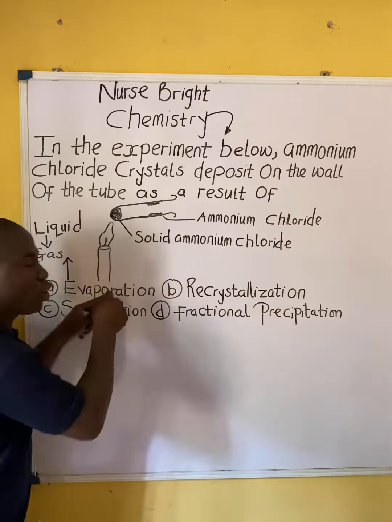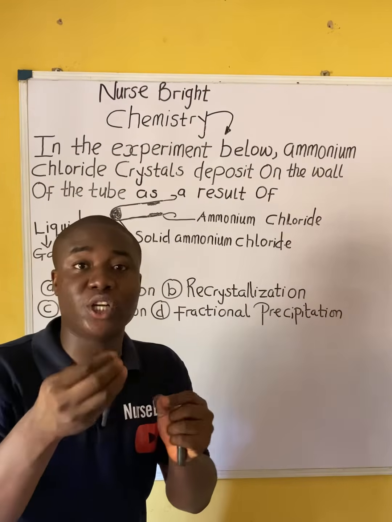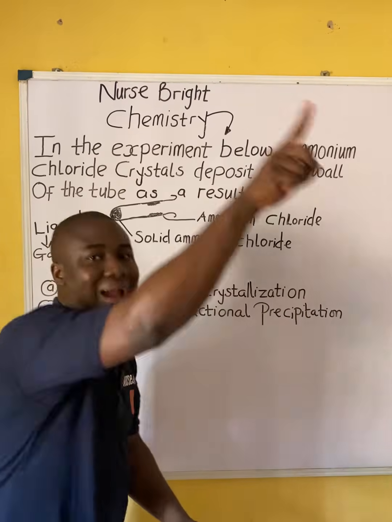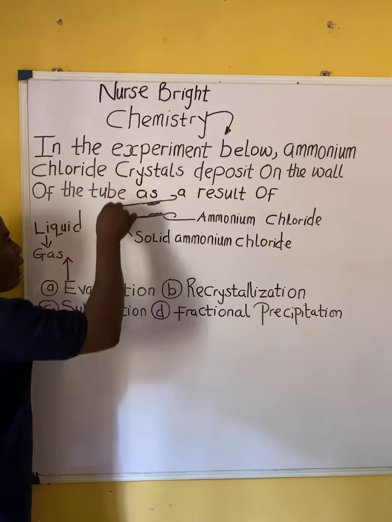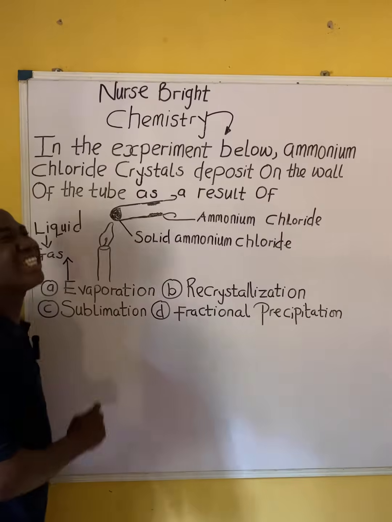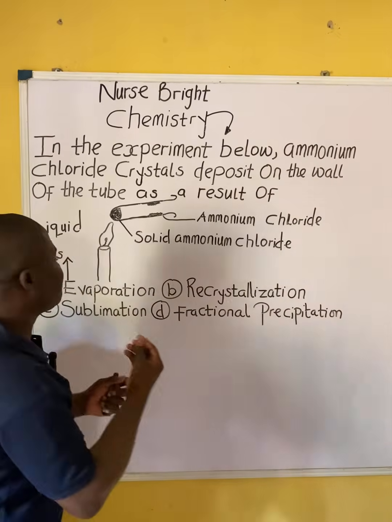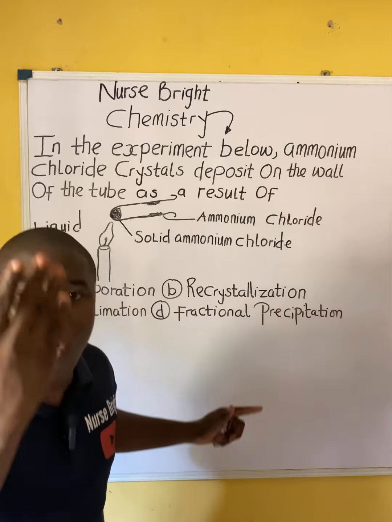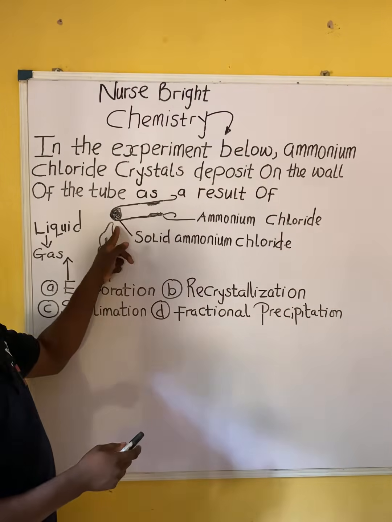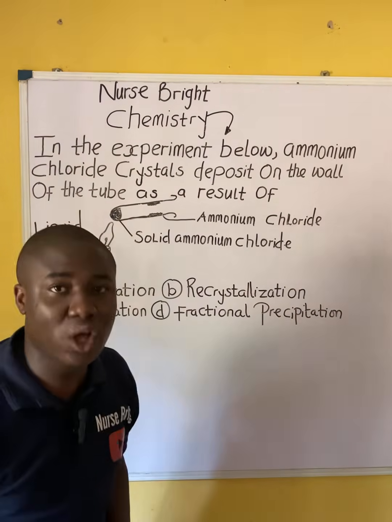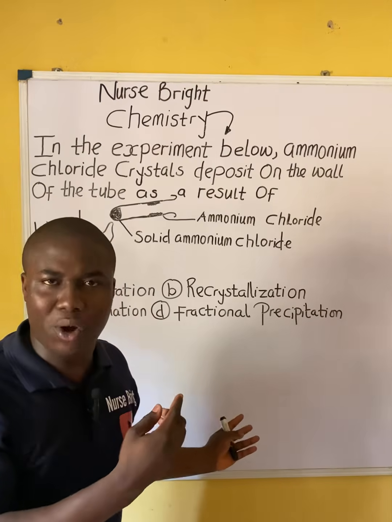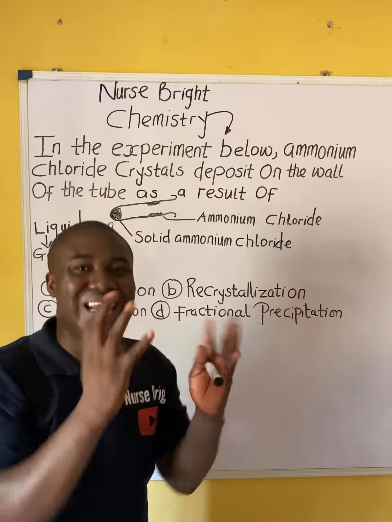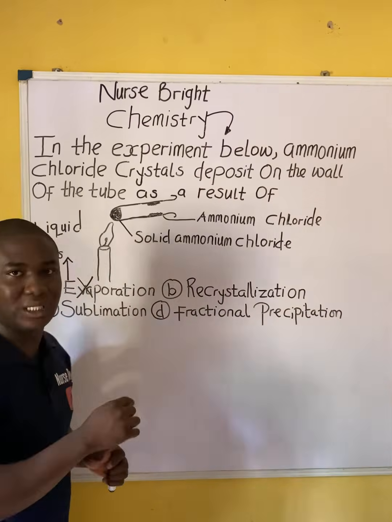So evaporation is a separation technique that has to do with a substance changing from a liquid to a gas. And if you observe, heat is applied and this substance is a solid. So, is evaporation relevant in this question? No, because it is a solid substance that is being heated. It is not a liquid substance that was heated. So evaporation cannot work here because evaporation has to do with liquid substances. This is a solid.